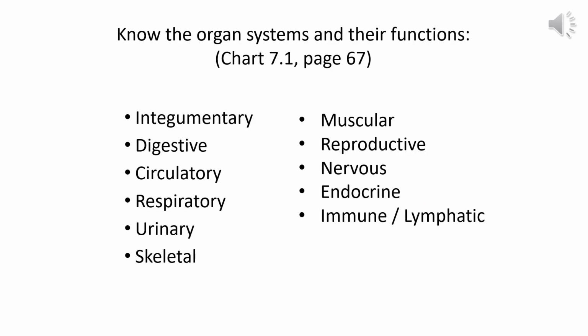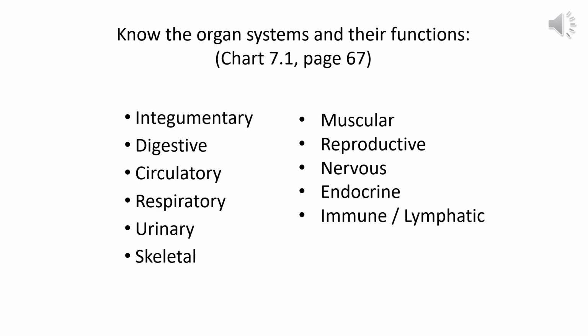Back on page 65, the instructional objectives, number 4: for any structure or organ covered in this lab exercise, know its function and to which organ system it belongs. Most of this is actually found on chart 7.1. You do need to know the organ systems and their functions. The integumentary system covers the surface of the body, protects against infection, keeps some stuff in the body, keeps some stuff out of the body.